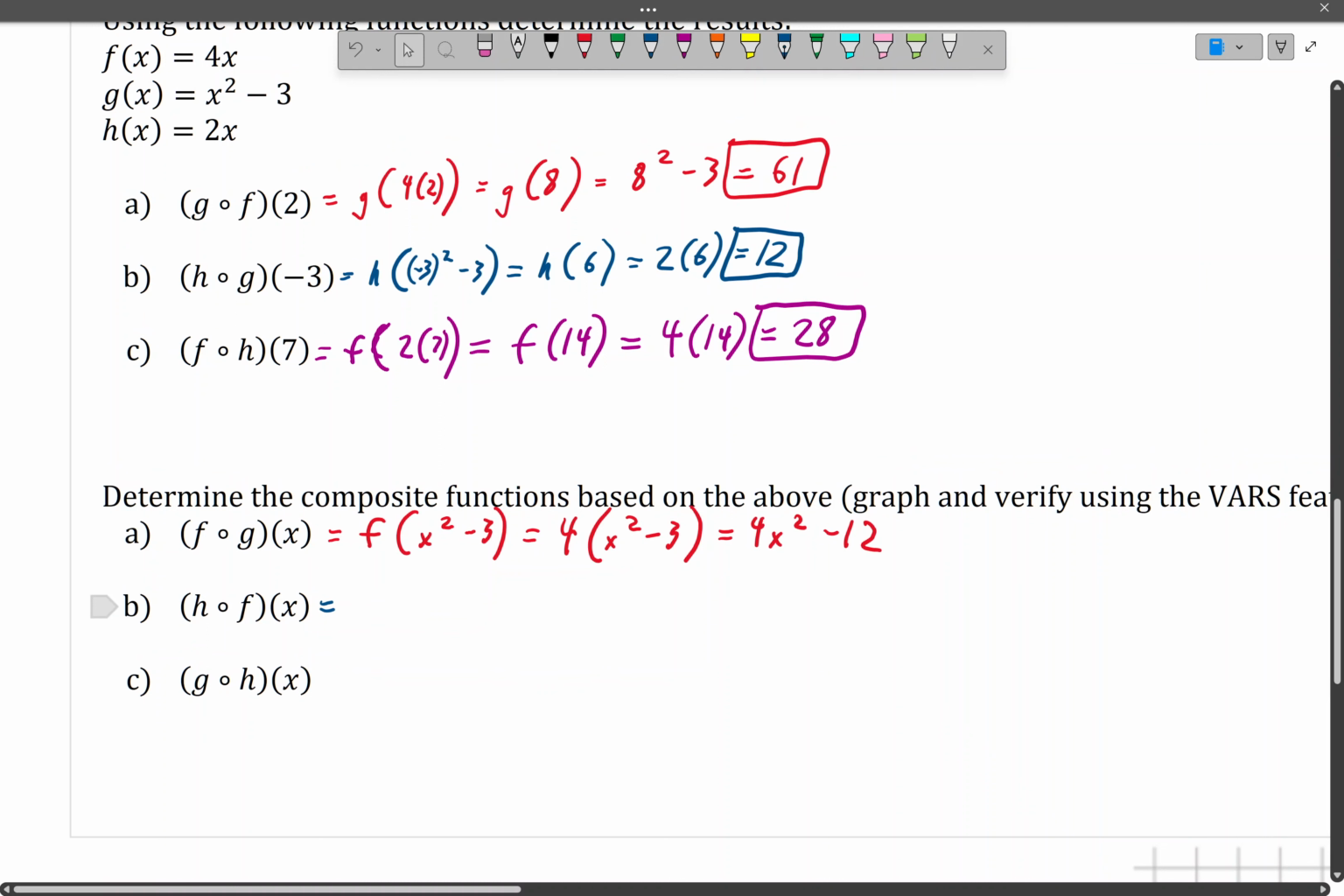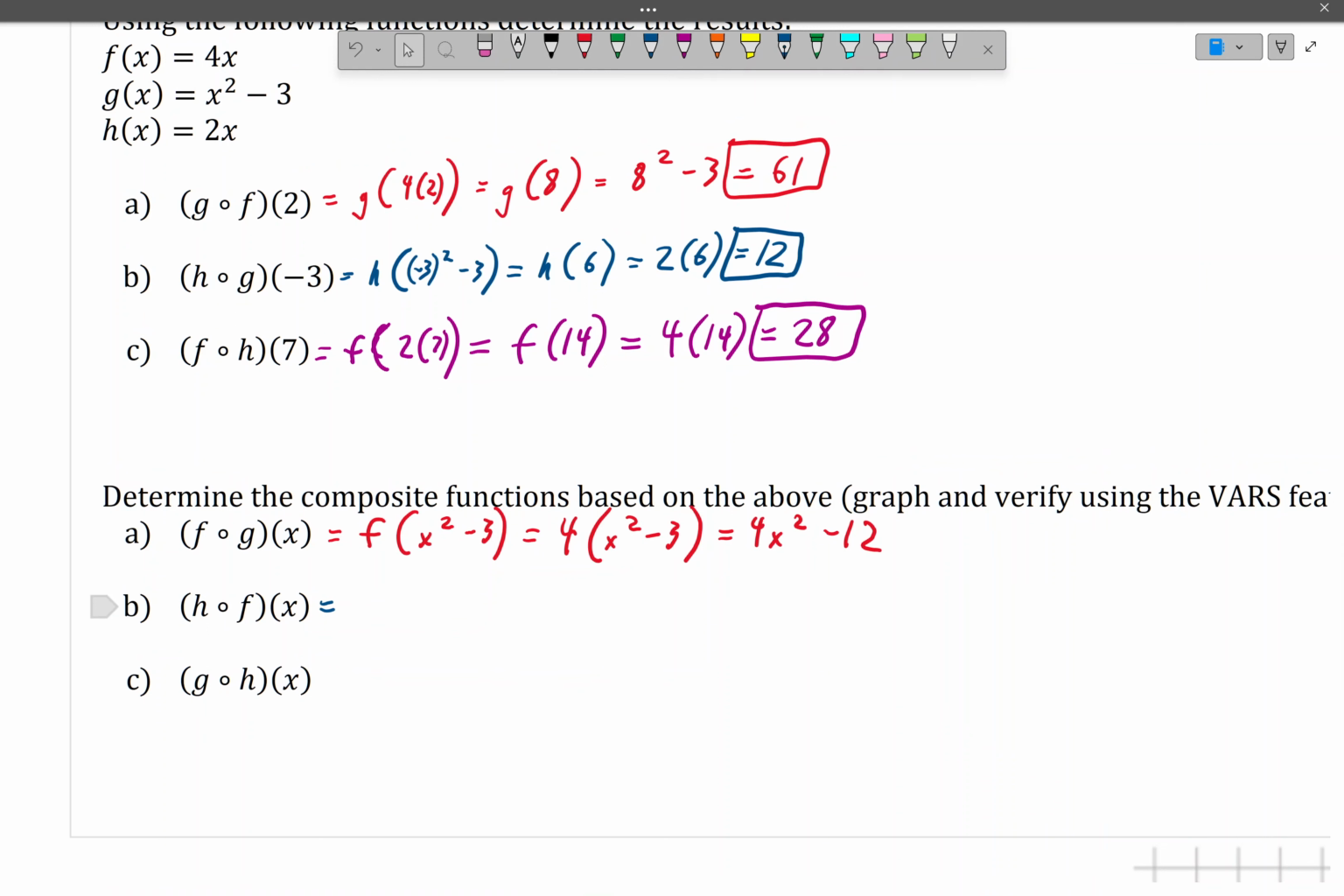Okay, so this is h of f of x. So it's going to be h of, and then we can get f of x, which is 4x. And then when we put the 4x into the h function, it's 2 times 4x, which means it simplifies to 8x. This one is the simplest example of them all. We could go ahead and graph it as well to verify, but I think you'll take my word for it.